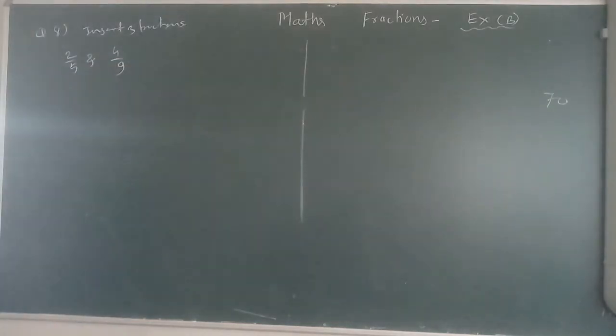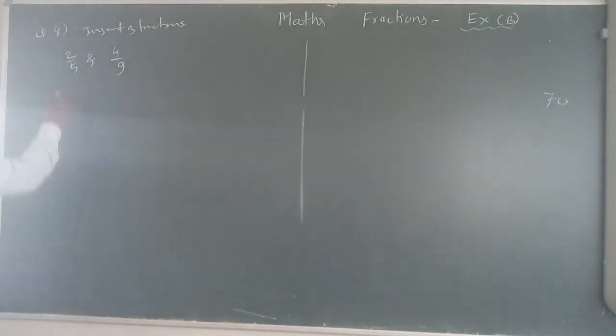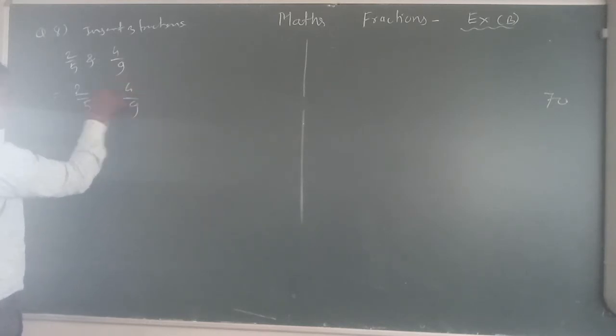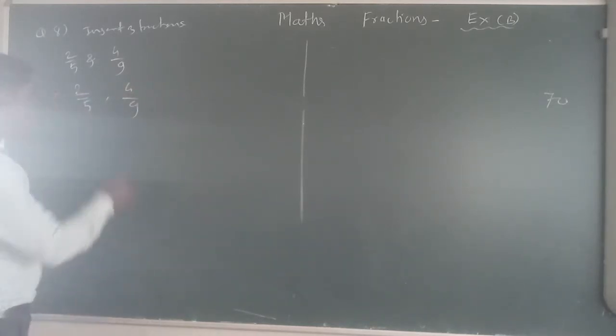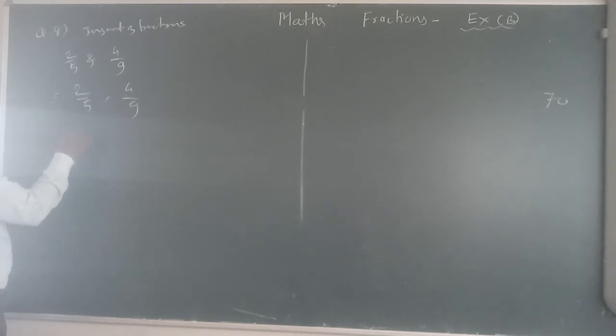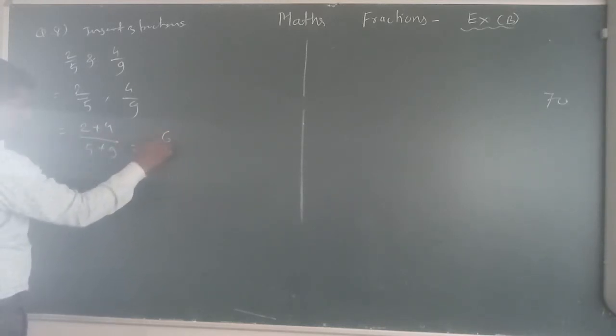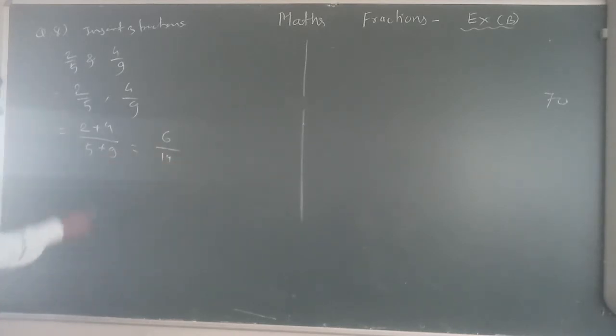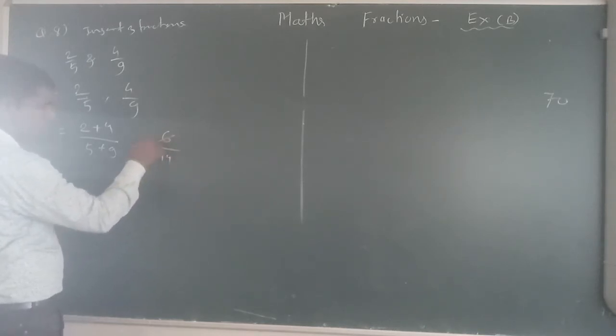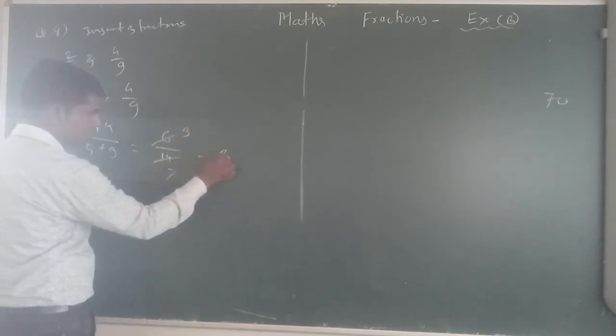So we have to insert here the 3 fractions. How to insert? See here, 2 upon 5 and 4 upon 9. इन दोनों के बीच में इंसर्ट करना है. So here we will do addition, 2 plus 4 upon 5 plus 9. What is that? 2 plus 4 is 6, 9 plus 5 is 14. Divide this by 2, 6 by 2 is 3 and 14 by 2 is 7, that means 3 upon 7.